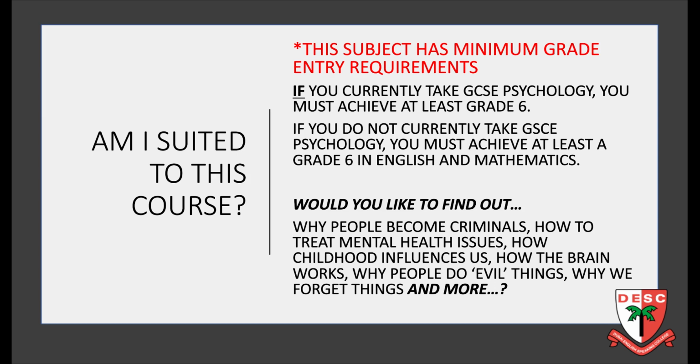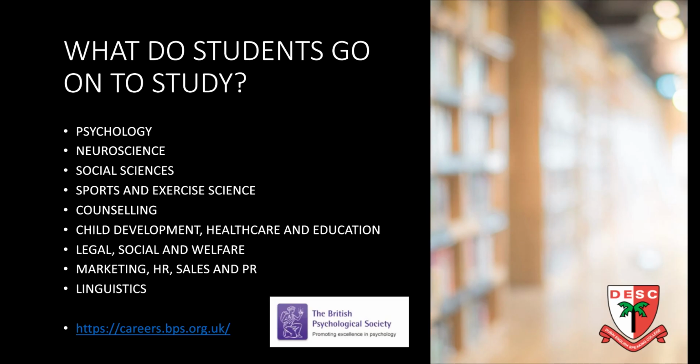Thinking about whether or not you're suited to the course, if you take GCSE psychology, which some of you will, you must achieve at least a grade 6. If you don't take GCSE psychology, that's not a problem, but you must achieve at least a grade 6 in English and maths. So in terms of whether or not you're suited to the course, you need to think about, would you be interested in finding out things like why people become criminals, how we treat mental health, how the brain works, and why we forget things. So these are just some of the things that we will investigate over the 2-year A-level.